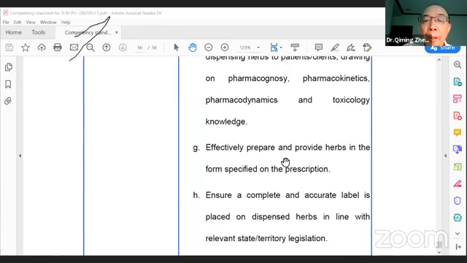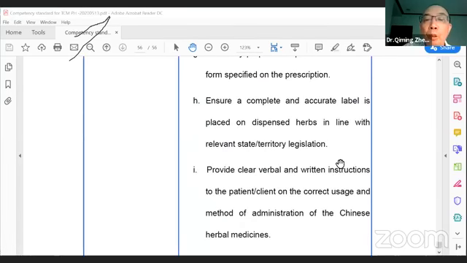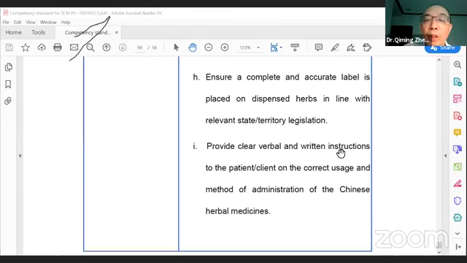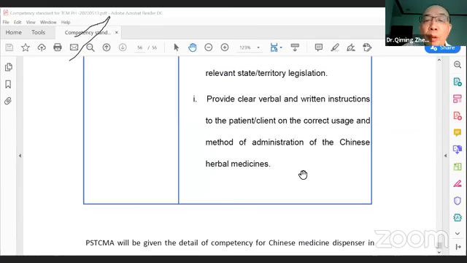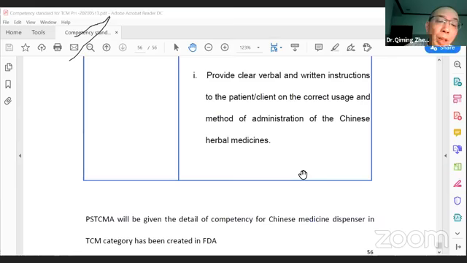Okay, effectively prepare and provide herbs in the form specified on the preparation. Ensure a complete and accurate label is placed on dispensed herbs in line with relevant state territory legislation. So depending on FDA, we still need to follow the FDA regulation. Provide clear verbal and written instruction to the patients, clients on the correct usage and method of administration of the Chinese herbal medicine. So for example, Chinese herbal medicine includes internal, oral medicine. They have some external use medicine. So those pharmacists, or those under training, can give very clear, accurate instruction to the patients and clients.